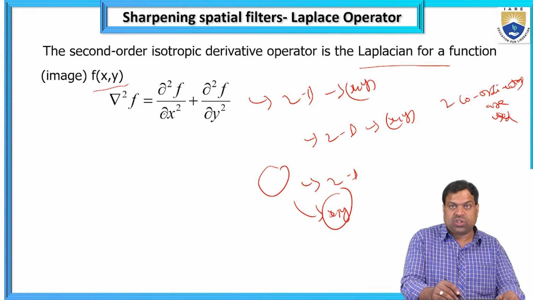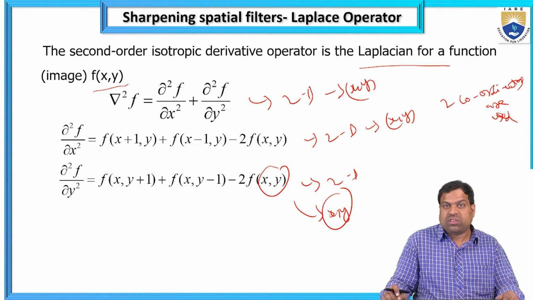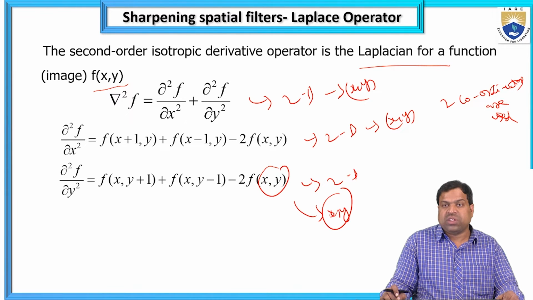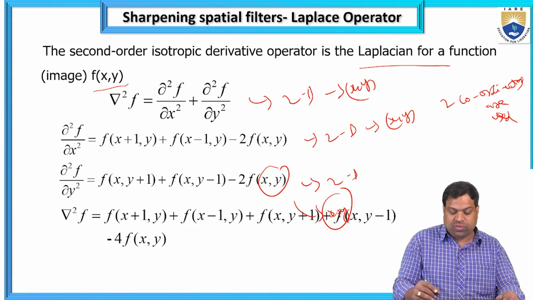So the second order isotropic derivative operator is the Laplacian; for the image function f of x comma y, delta square f equals dou square f by dou x square plus dou square f by dou y square. Dou square f by dou x square equals f of x plus 1 comma y plus f of x minus 1 comma y minus 2 into f of x comma y. Dou square f by dou y square equals f of x comma y plus 1 plus f of x comma y minus 1 minus 2 into f of x comma y. So delta square f equals f of x plus 1 comma y plus f of x minus 1 comma y plus f of x comma y plus 1 plus f of x comma y minus 1 minus 4 into f of x comma y.